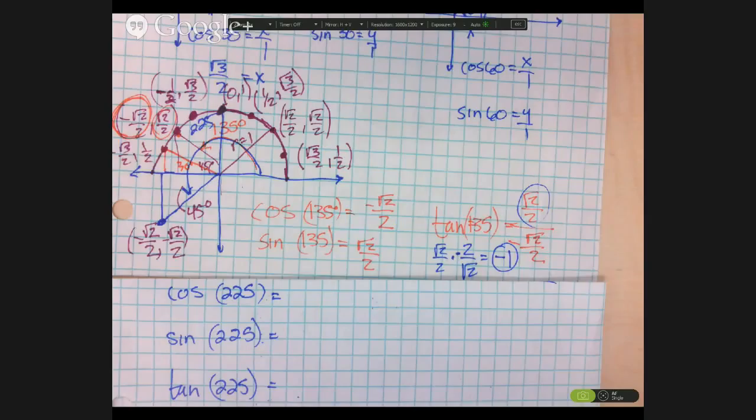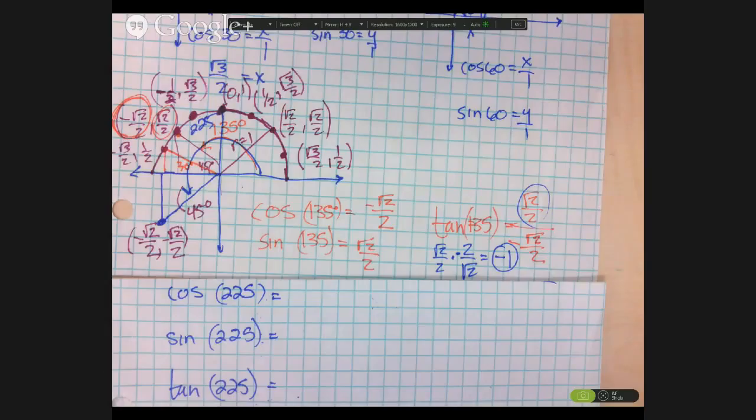I have no mercy on you. Let's do cosine 225. Let's play the random game here. No calculator. That's not what I'm looking for. What is the x value of that coordinate? That's cosine of 225.